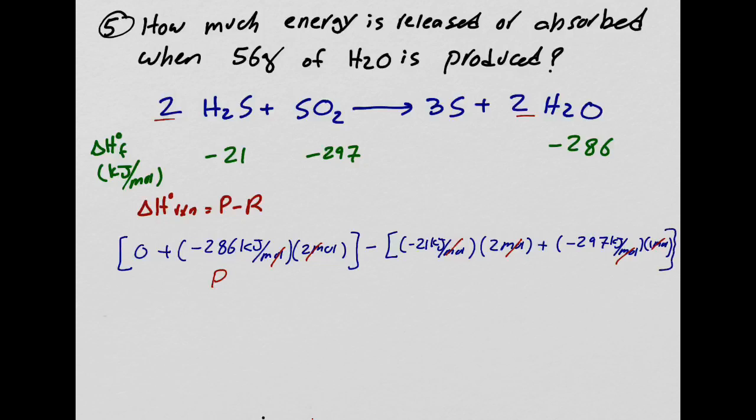So product minus reactant. What I end up getting, if I do product minus reactant, I get negative 233 kilojoules of energy. So what that means is this reaction, the way it is going to produce, is going to release energy, 233 kilojoules of energy. So far so good? Okay, that part you know how to do.